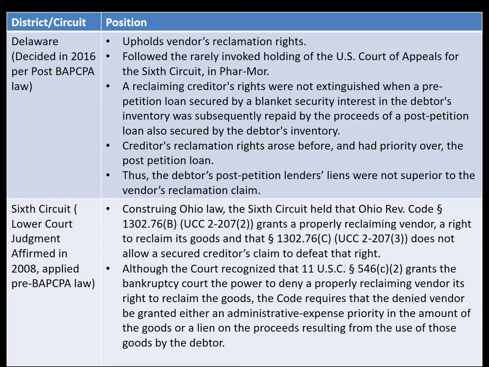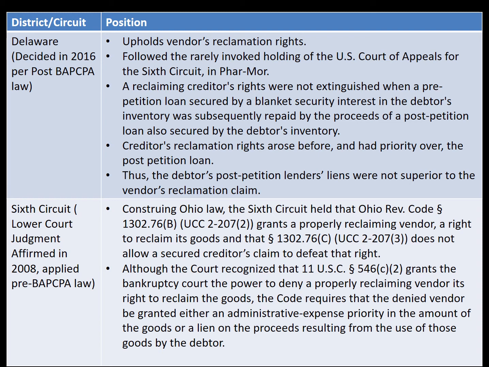Well, let's see how it breaks out. So in Delaware, it decided in 2016, the Court of Appeals found that even post-2005 amendments, a reclamation claim is not destroyed by a new post-petition lender's lien. In the Sixth Circuit, the Court of Appeals held the same. However, it applied pre-2005 amendment law. So who knows what it's going to do now?